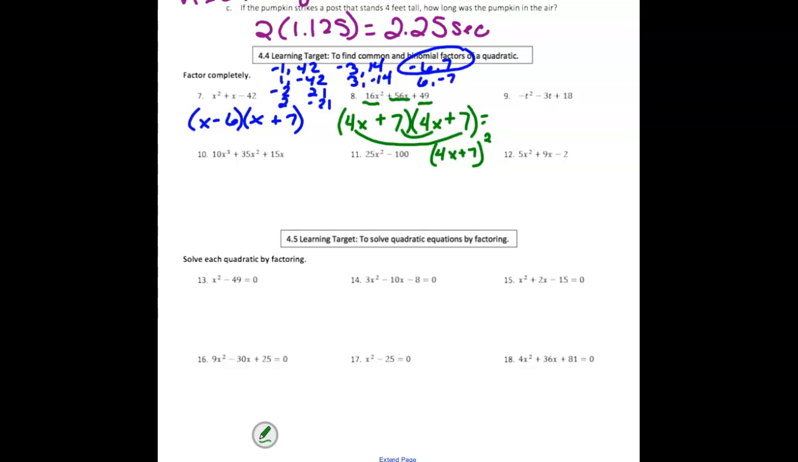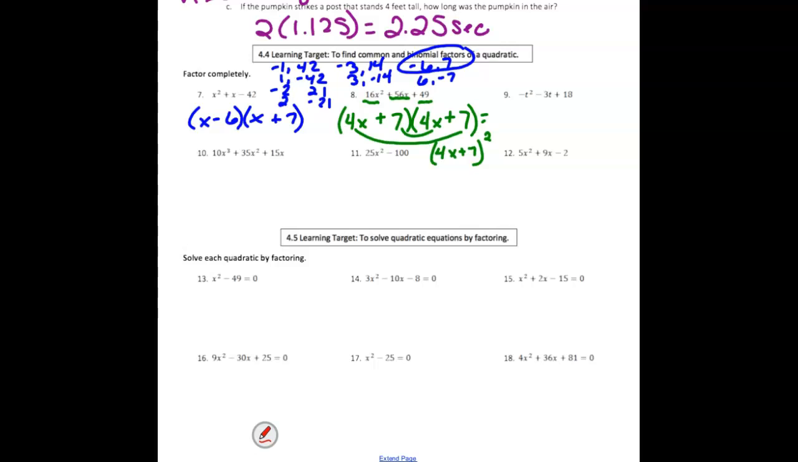For question 9, notice that it starts with a negative. Let's go ahead and pull that out. Think of that as your GCF. Take a -1 out. We have t squared plus 3t minus 18. And now we're going to factor that.